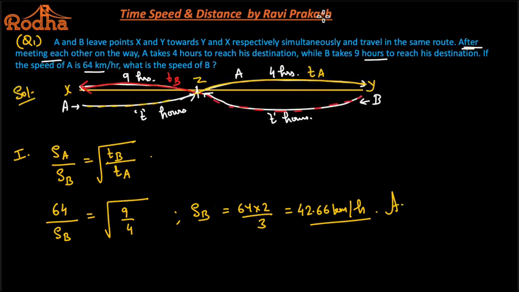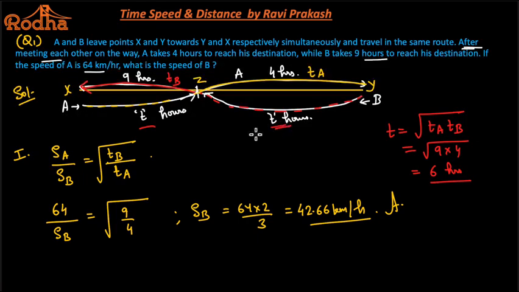Okay. One more thing we could have calculated here is the T. T क्या होता था, if you remember? T was under root TA TB. I don't need to calculate it in this question, but we can. T will be under root 9 into 4, that will be T equal to 6 hours. That means after 6 hours, both have met at this point. But that we don't need to calculate. We just need to calculate the speed of B, and the answer is 42.66 km per hour. Right? चलो, let's move to question 2 now.